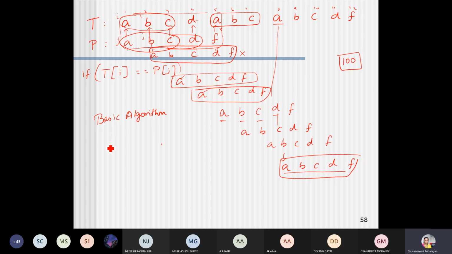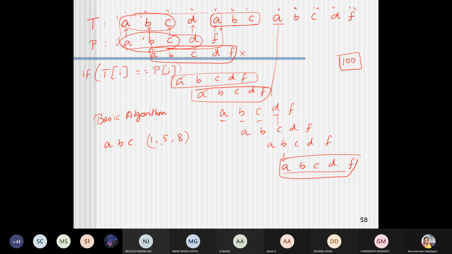Can you identify such patterns? Tell me. I will start with A, B, C. I can find it in position 1, in position 5, and in position 8. I can find A, B, C. Am I right? Is there any other pattern that you can find? Tell me.